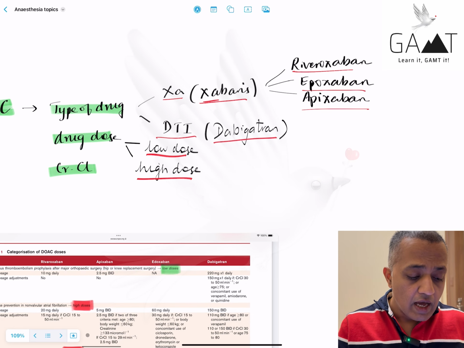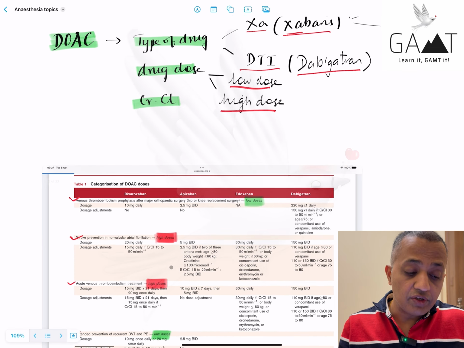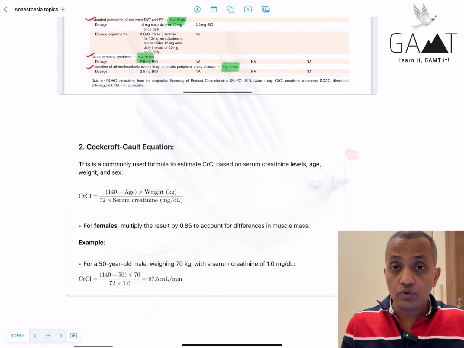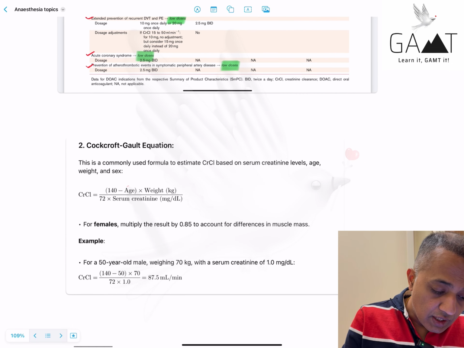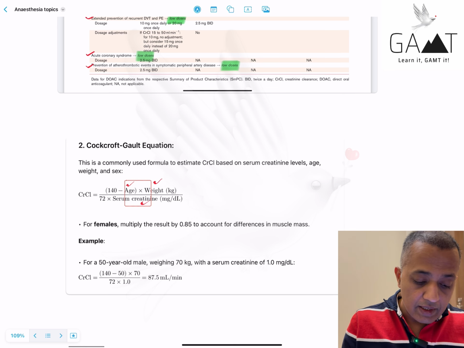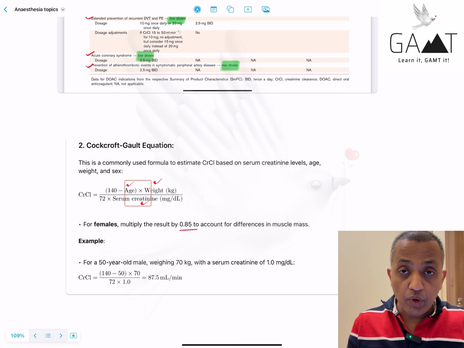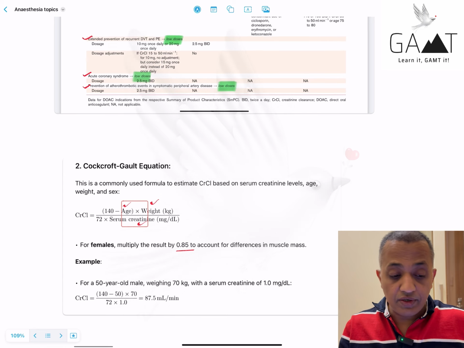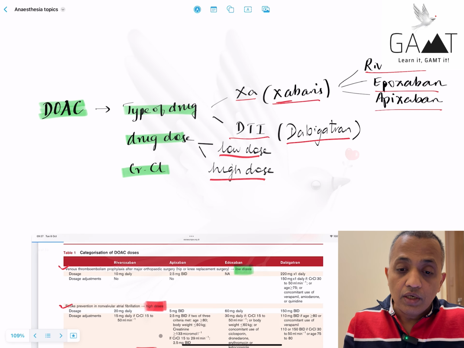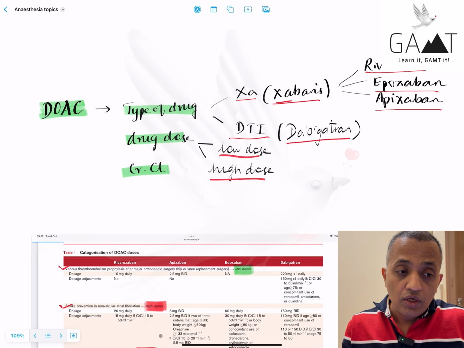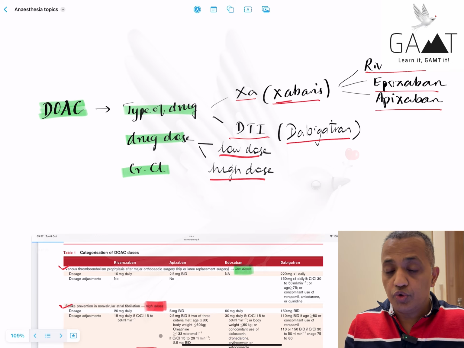Okay. And then you look at the creatinine clearance. How do you calculate the creatinine clearance? You use the Cockcroft-Gault equation. So you put in the age of the patient, the weight of the patient, and the serum creatinine, and for females you need to multiply by 0.85, so you get an output which is the creatinine clearance. Okay. Once you have these three details, you can then use the GAMT to see how long you have to wait before you do a neuraxial block.